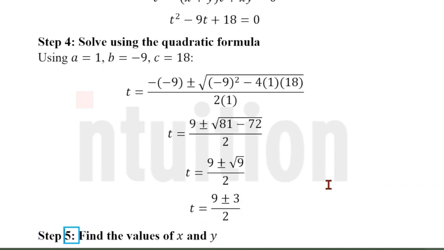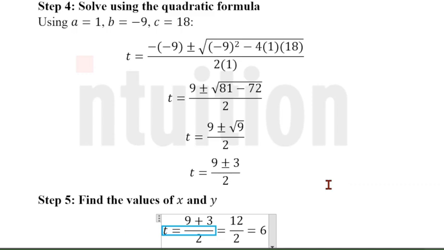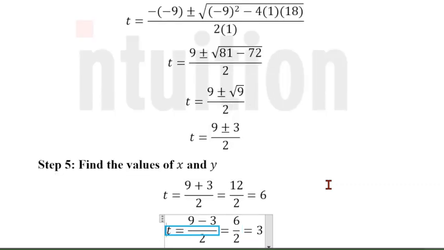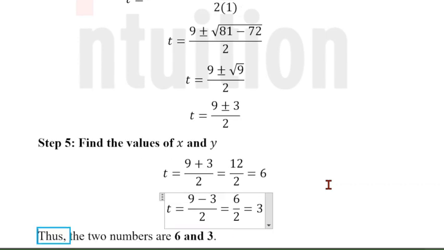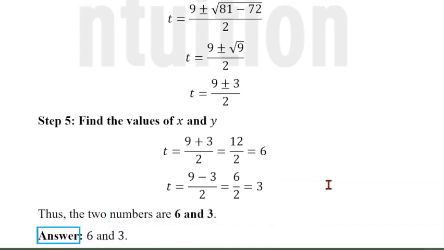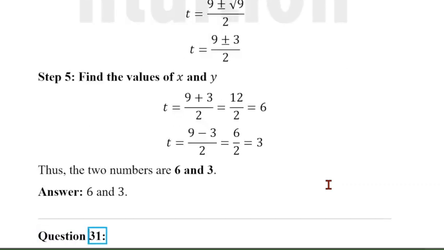Step 5. Find the values of x and y. x = (9 + 3) / 2 = 12/2 = 6. y = (9 − 3) / 2 = 6/2 = 3. Thus, the two numbers are 6 and 3. Answer: 6 and 3.